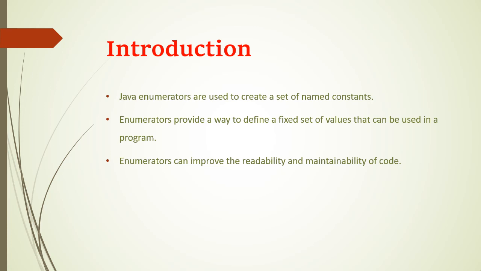Enumerators are going to provide a way to define a set of values that can be used in the program, because it can be accessed again and again in the program. So it is a way to define a set of fixed values, which means those values cannot be changed. They are said to be fixed. Enumerators can improve the readability and maintainability of the code.